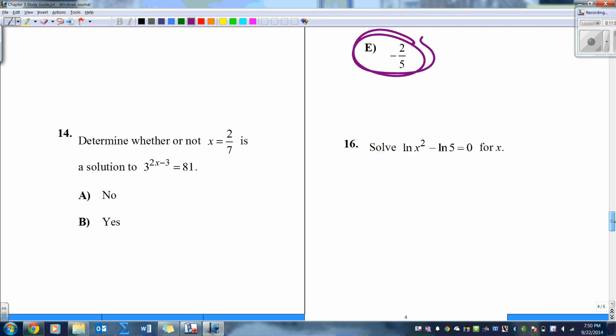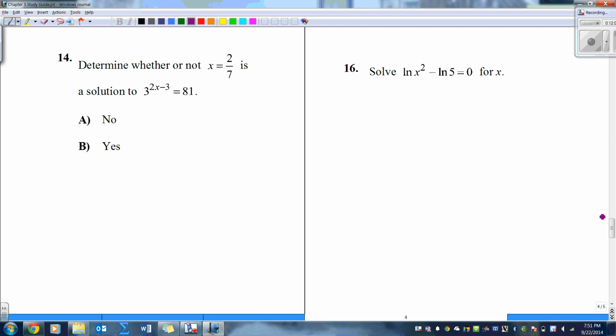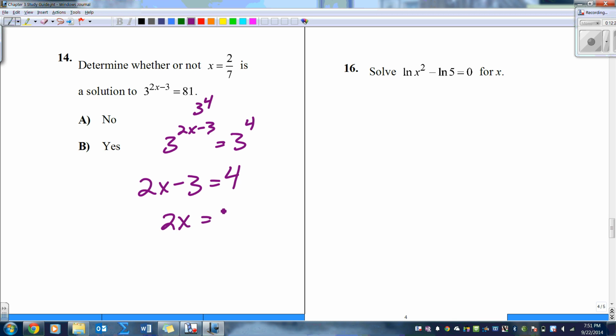All right, now we're going to look at 14. Determine whether this is a solution of our equation. Well, I know that 81 is 3 to the 4. So if I have 3 to the 2x minus 3 equal to 3 to the 4, now I can either plug in 2/7 or finish solving. My choice. If I add 3, I get 7. Divide by 2, I get 7 over 2. Okay, 7 over 2 is definitely not 2 over 7. So the answer is no.